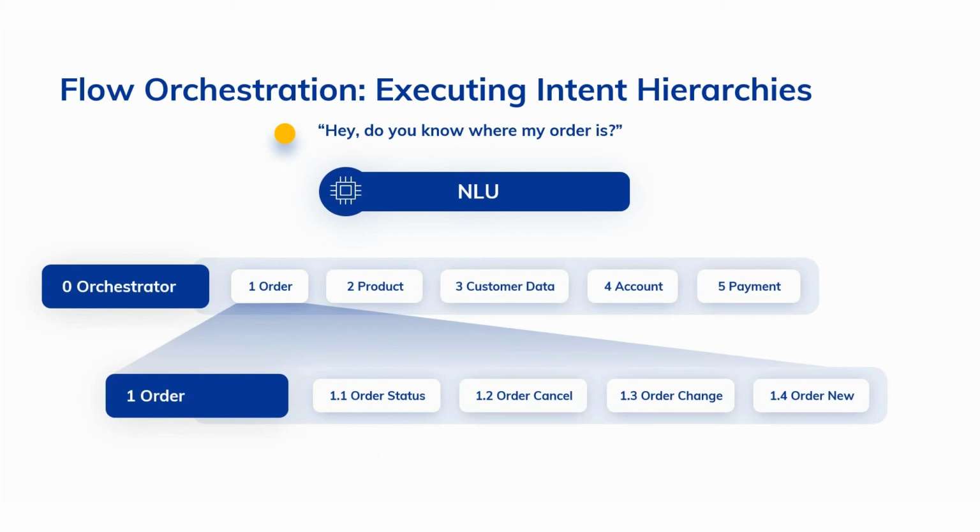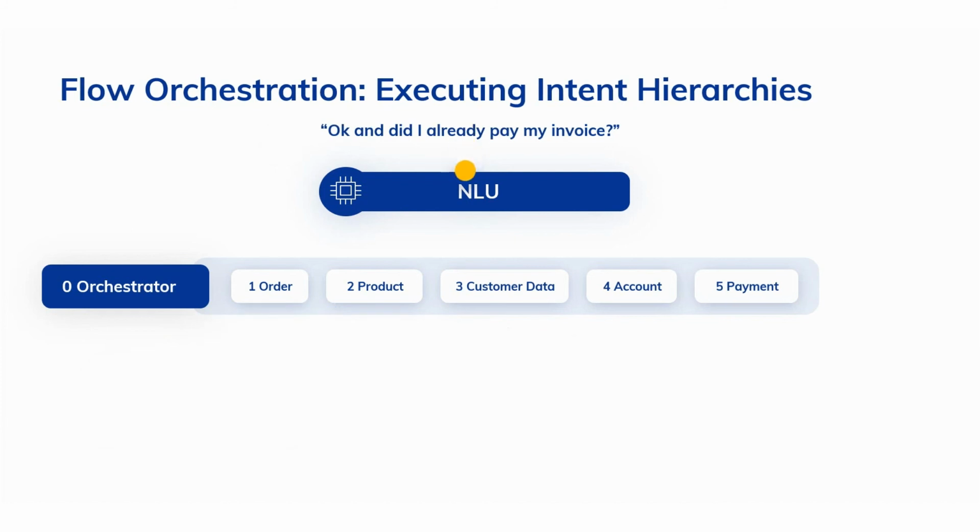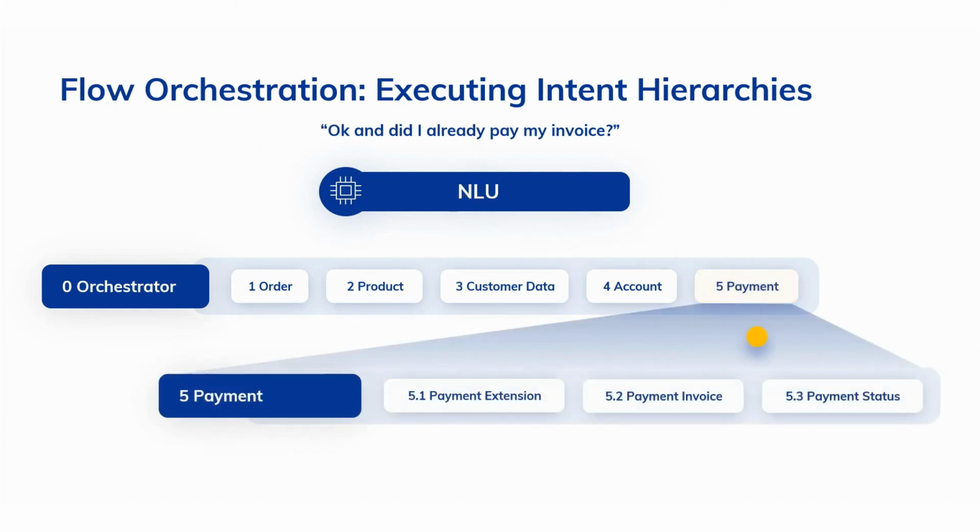What's important though is that the input starts all the way at the top again, right? The entry point, because we execute the order flow, starts all the way back at the start node of the orchestrator flow. Let's have a look at another example. In this case, we ask, oh, and did I already pay my invoice? So what will happen is the NLU will find that it has to do with payment. It will publish this to a dedicated payment flow, find the payment status intent, fulfill it, and then go all the way back to the start node of the orchestrator flow.